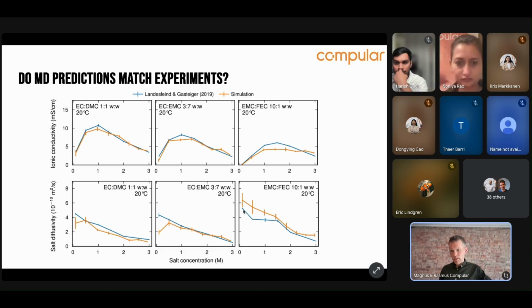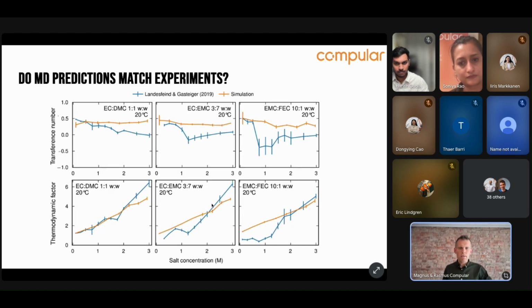Now, you could argue that ionic conductivity and salt diffusivity, it's actually not that hard to measure. So if you have that equipment, and if you have mixed these electrolytes, you might be better off actually just measuring them. But if you don't want to buy the chemicals and mix them, you could still be better off just running the simulations. But there are other properties that are harder to measure in experiments.